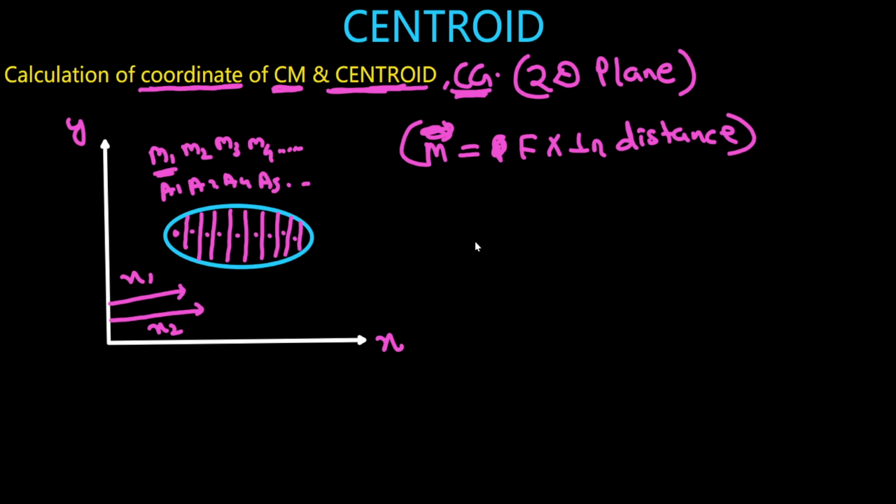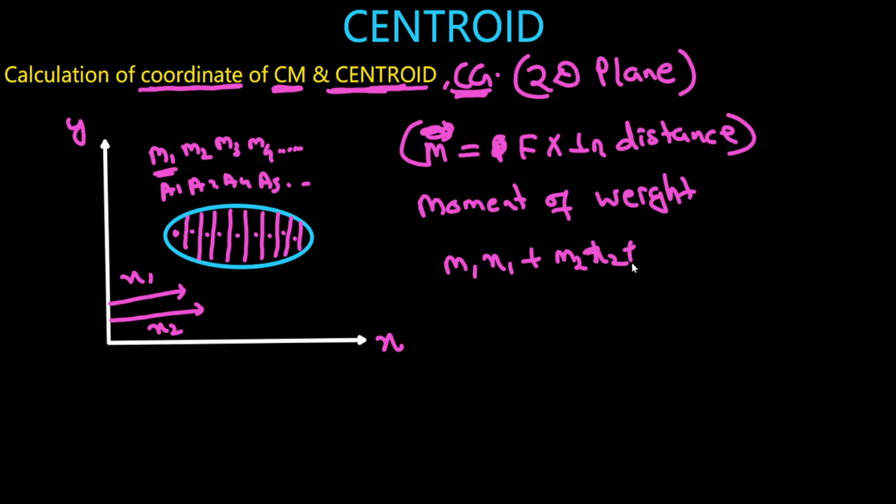Likewise, there are a number of different masses at different distances from the y-axis. So if I calculate the moment of masses or weight, moment of weight, so I'll be writing m1 x1 plus m2 x2 plus m3 x3 plus up to . Okay, these are the moments of the weight about the y-axis.